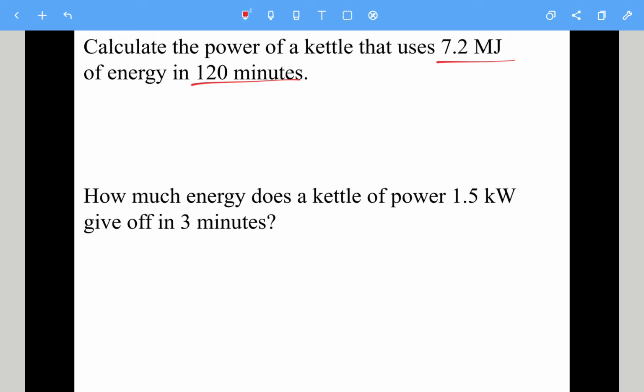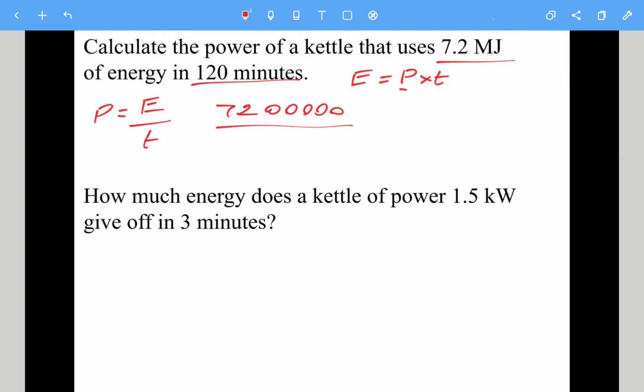So what we need to do is use energy as power times time. Rearrange to get power, so that would be energy, and then we need to get rid of the times time, so divide by time. So energy divided by time. So energy is 7.2 megajoules, which is 7.2 million, which is 7, 2, and 5 zeros. Divided by time of 120 minutes into seconds, so that's 120 times 60, which is 7,200 seconds. And if you put that in your calculator, we get 1,000 watts.